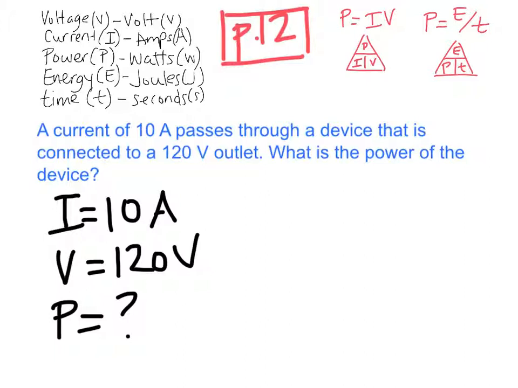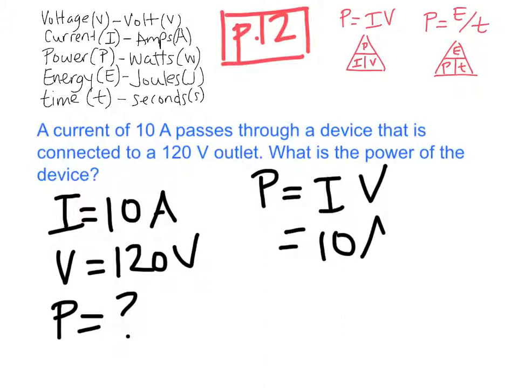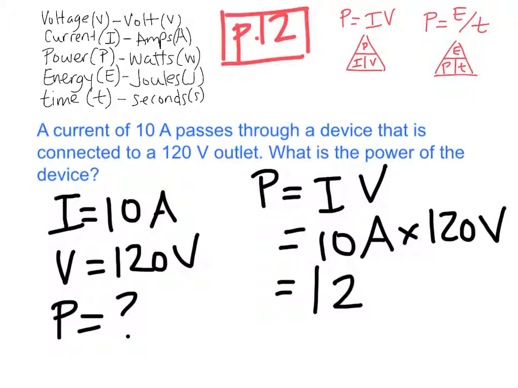Now that I have my unknown, I need to figure out what formula I'm going to use. If I look up to the top right corner, we're obviously going to use the P equals IV formula to solve this one because we have power, current, and voltage. So I need to write down my formula always. P equals IV, and then I substitute my values. So that's 10 amps times 120 volts. Once I substitute my values, I can calculate. So 10 times 120 is going to be 1200, and I have to include the unit, which for power is watts, so capital W.